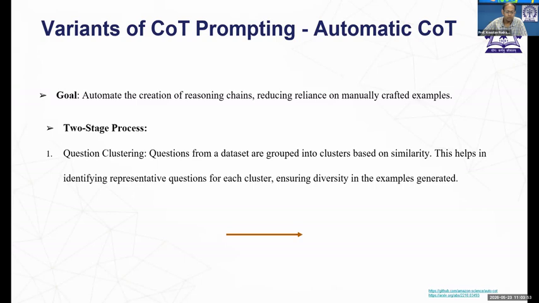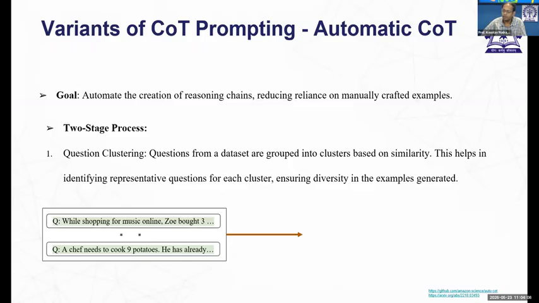First, question clustering. Questions from a dataset are grouped into clusters based on similarity. This helps in identifying the representative questions for each cluster, ensuring diversity in the examples. What does that mean? Suppose we have these questions in my set. While shopping for music online, Joe bought three. A chef needs to cook 9 potatoes. All these questions are problems. Now when I have to provide examples to the LLM, obviously I cannot give everything. So I have to ensure that I select a diverse set of examples.